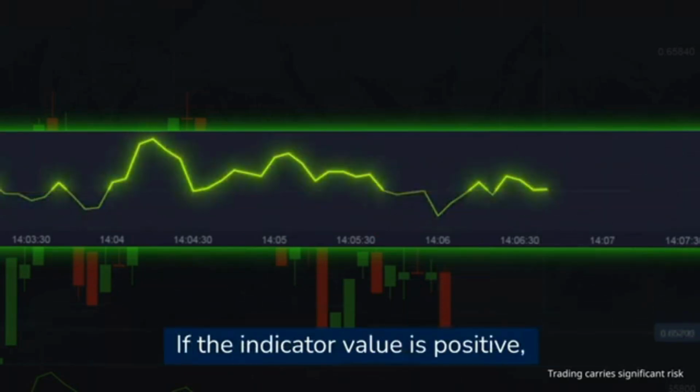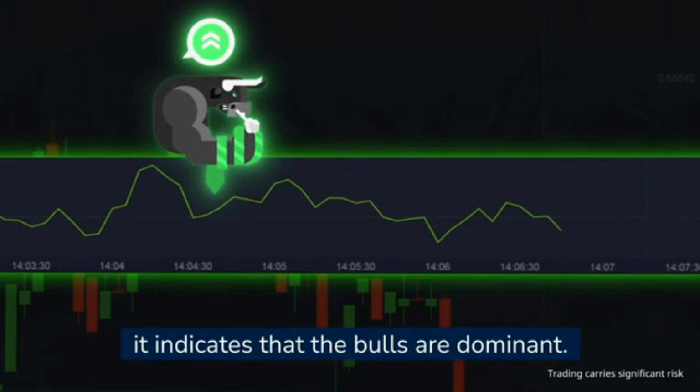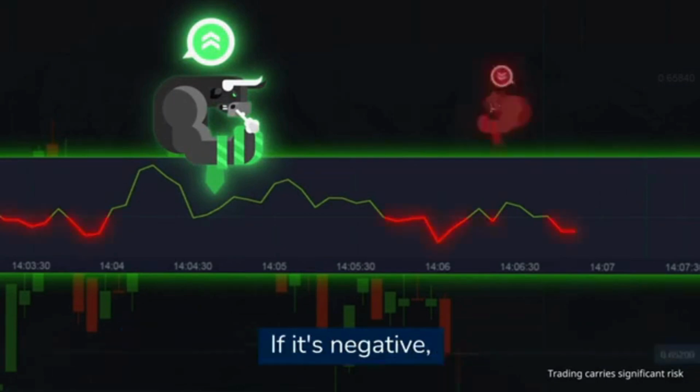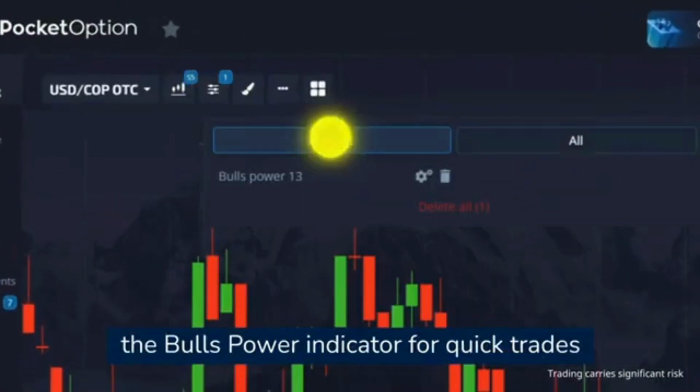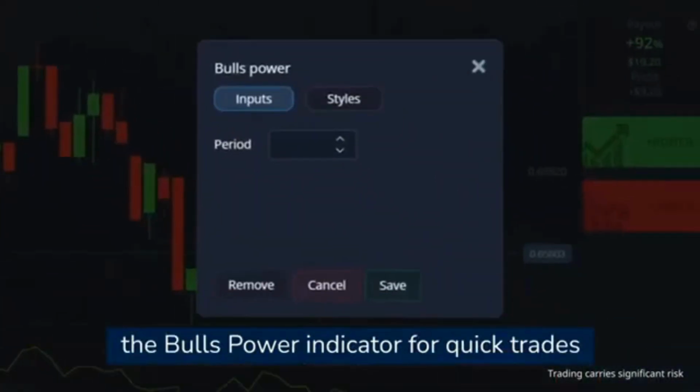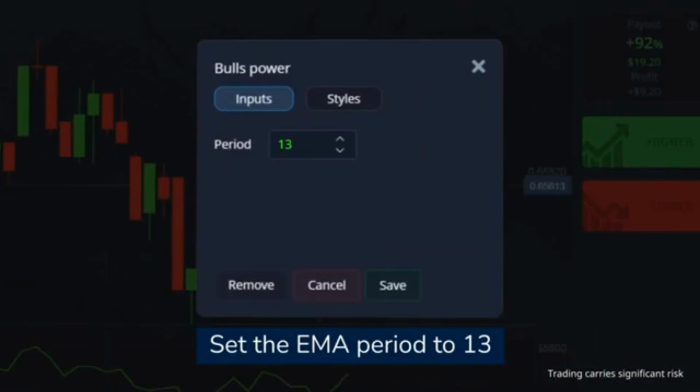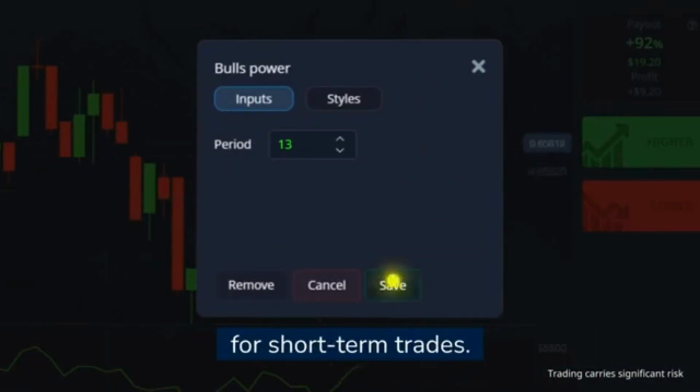If the indicator value is positive, it indicates that the bulls are dominant. If it's negative, the bears are dominant. How to set up the bull's power indicator for quick trades. Set the EMA period to 13. This is the optimal setting for short-term trades.